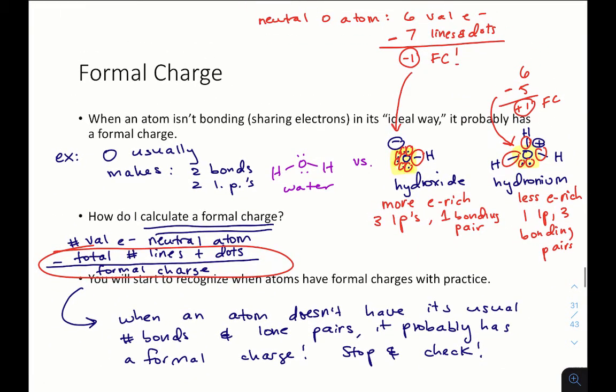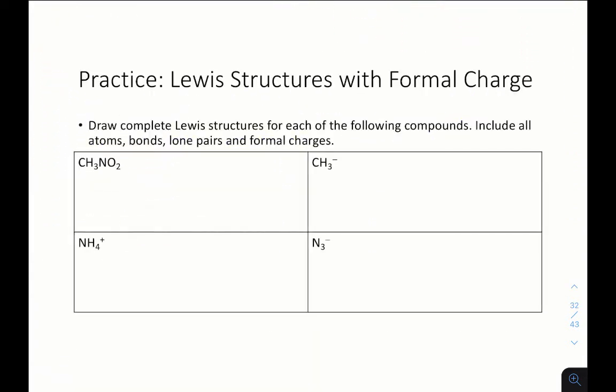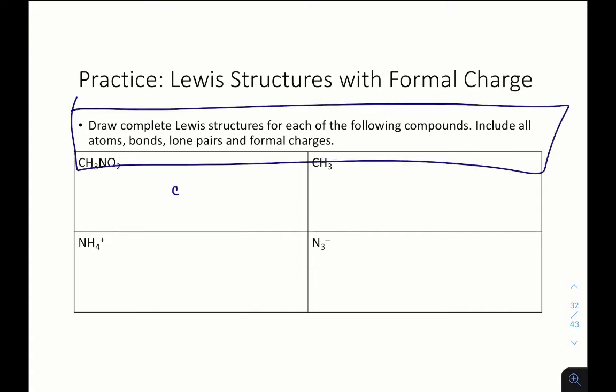You'll have some time to practice with this. I would like for you to draw the complete Lewis structures for each of these compounds, including all atoms, bonds, lone pairs, and formal charges. I'm not going to go through the Lewis structures, so if you have questions about them, ask me. But I want you to stop, draw the Lewis structures, and really try this, and then come back and compare with me.